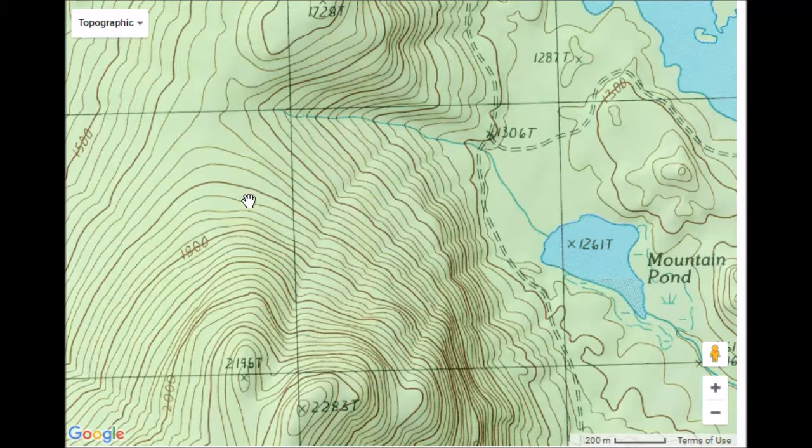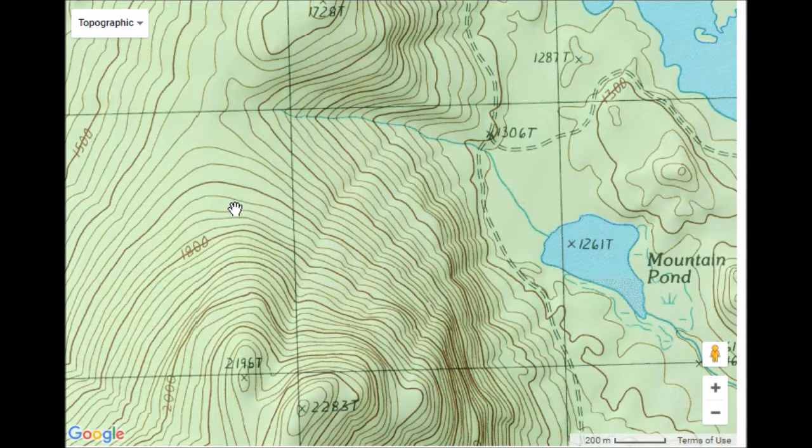So as we look at this map here, we can see that there are actually heavier brown lines and then lighter ones in between. Now these heavier brown lines are called index lines. And if you follow them around far enough, you'll see that there's a number attached to each one. And that number is the vertical distance between that point on the map and the average nearest sea level. So for this particular map, this is in New Hampshire, so it would be the Atlantic Ocean.